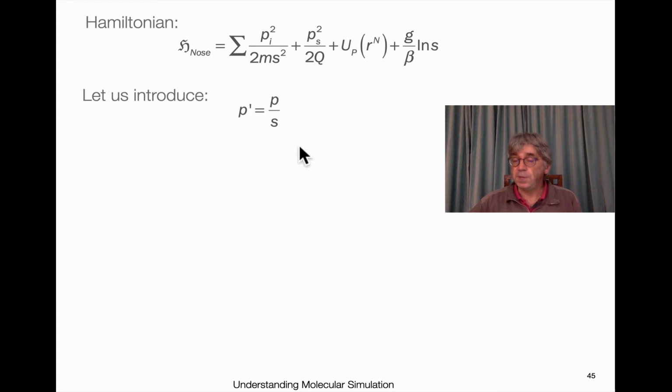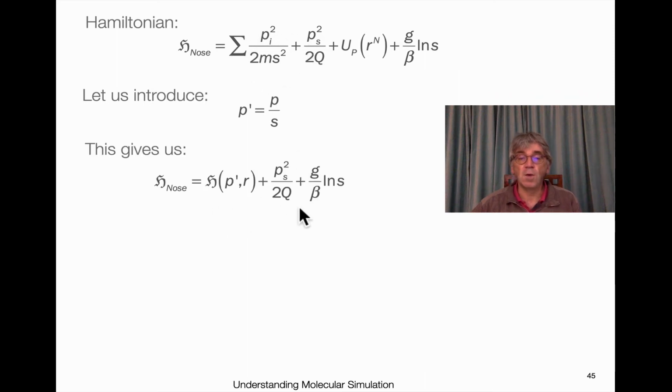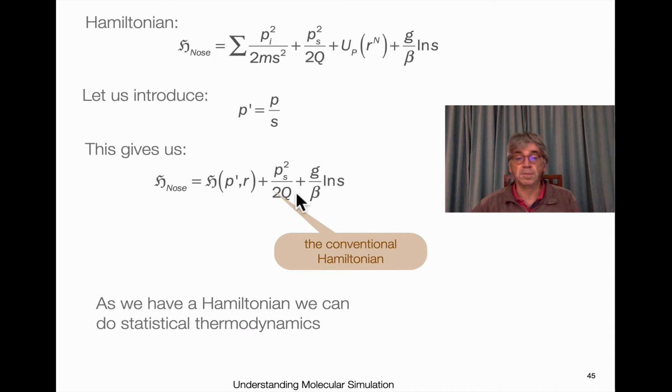So we are almost there. Let's now introduce P prime, which is the momentum prime, which is P over S. And then this term gets a little bit easier. So we now have in P prime the normal Hamiltonian, which is the sum of the kinetic energy, P prime, and the potential energy with this additional term. Okay, so the conventional Hamiltonian.